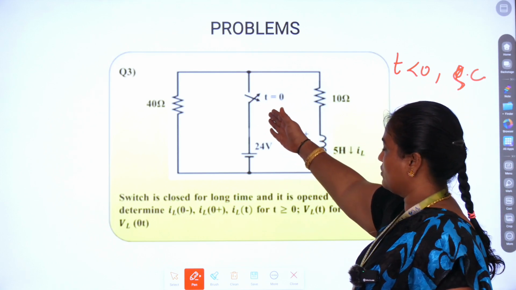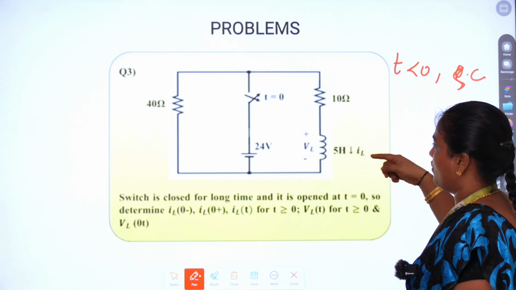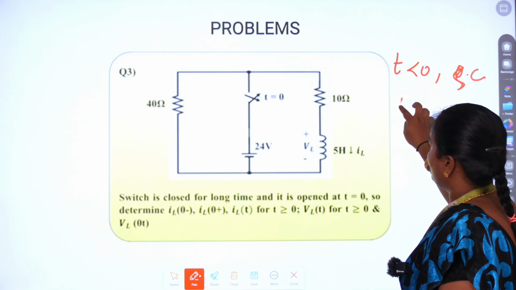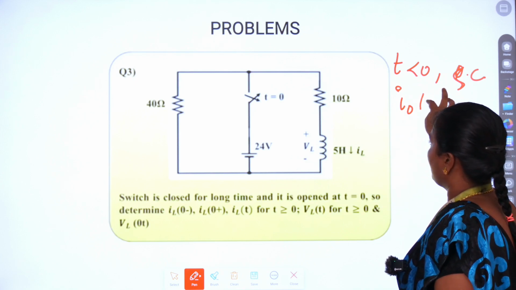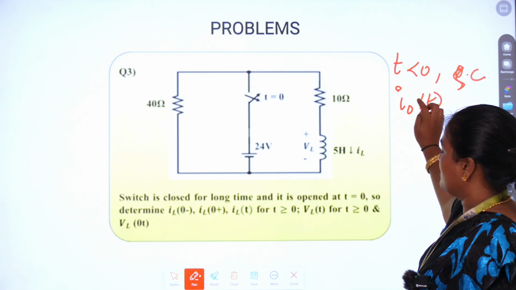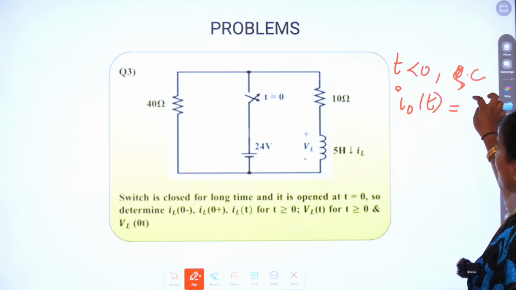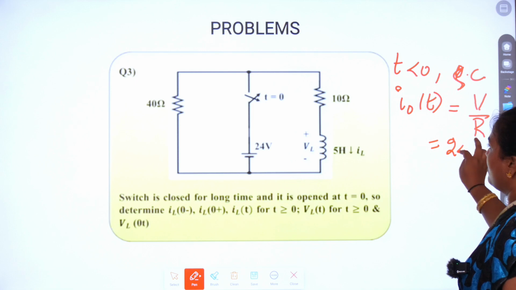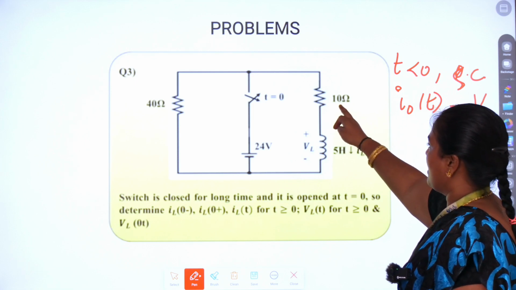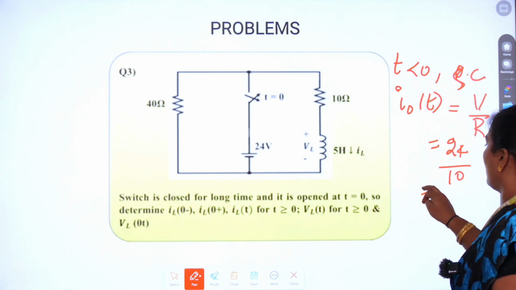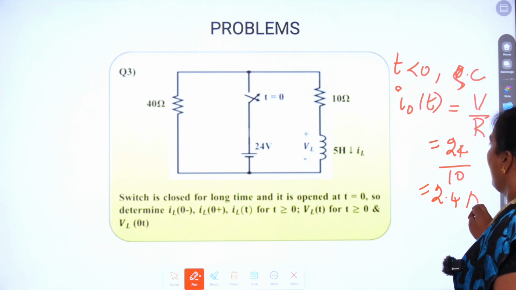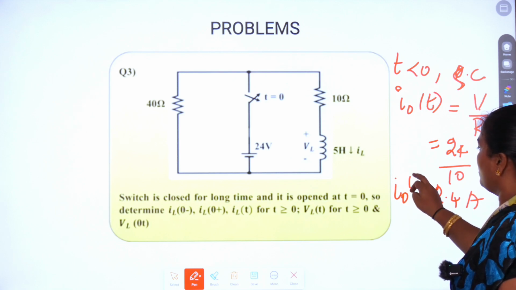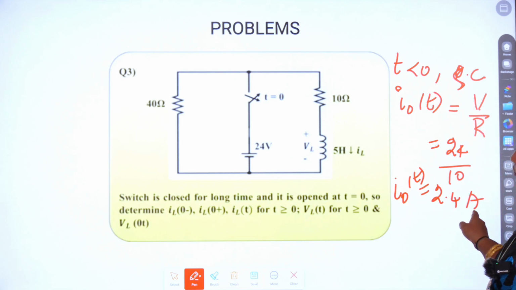So what happens when it is in short circuit? It is being closed, so we will have a current flow across the circuit. When I measure I naught of t, that is at t less than 0, it will be I equal to V by R. So it is 24 divided by my resistor value, which is 10, so I can write it as 2.4 amperes. So the initial value of current is 2.4 amperes.